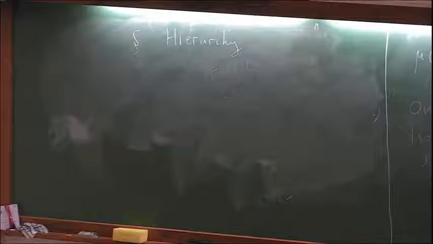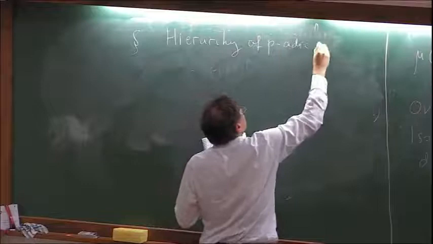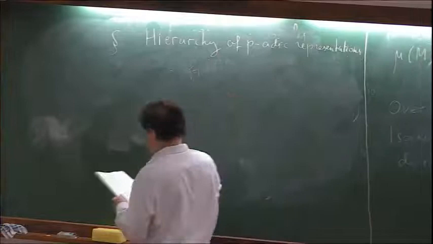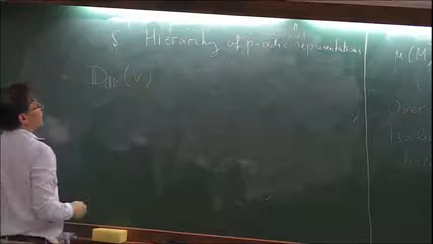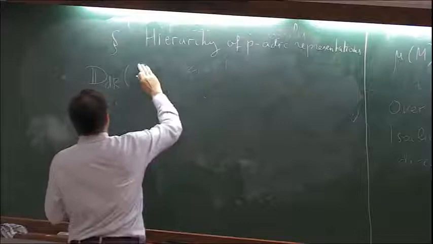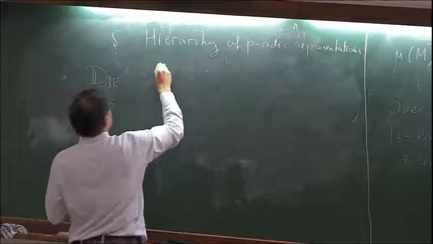So the following result is very easy to prove, but it is surprising. The category MF of weakly admissible filtered phi modules is abelian. But the proof is easy.